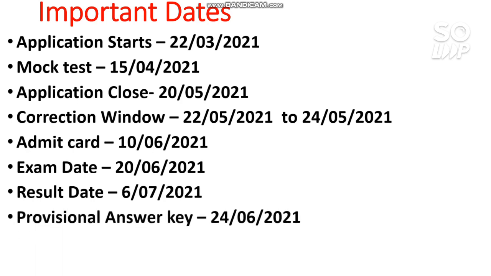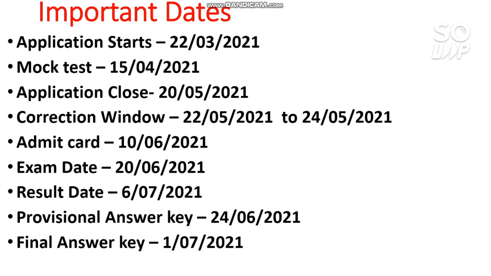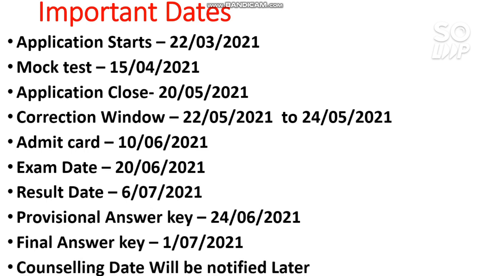After the exam they will release the provisional answer key on 24th June. You can challenge the answer key by paying 500 per question, and the final answer key will be declared on 1st July, so that you can easily verify how many marks you are going to get. On 6th July the final result will be declared, that is, what rank you have scored. The counseling date will be notified later, because there is no fixed date for counseling now, but it will be done one or two weeks after the result is announced.